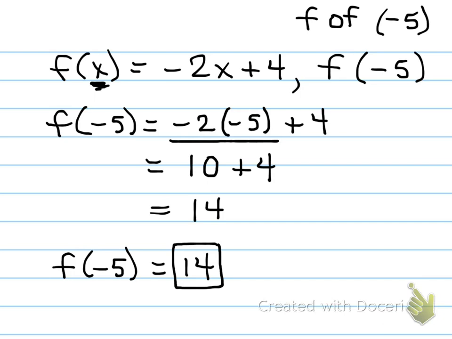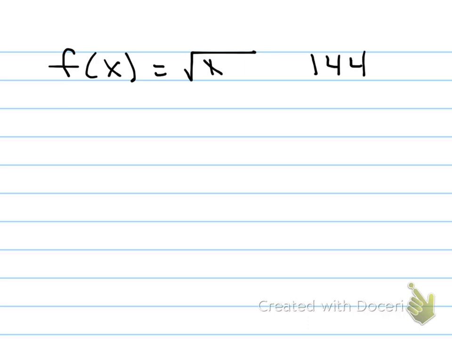All right, there's another function. Finding the function value, all you have to do is replace the letter with the number and making sure that you use the symbols correctly. Now this one, don't let it freak you out because it has some other symbols in it. It's f of x equals the square root of x, and they want you to find the function value when x is, find f of 144. So that simply means place the x with 144.